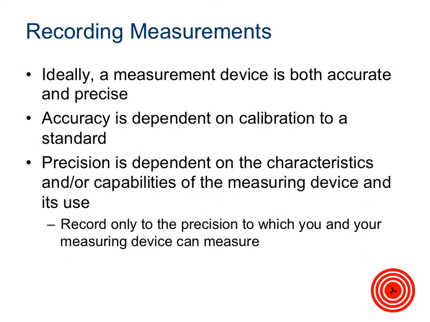Okay, so ideally you want a measurement that is both accurate and precise. Okay, accuracy is dependent on the calibration to a standard, and precision is dependent on the characteristics or capabilities of the measuring device and its use. So basically that means that if you're using something to measure like a scale, it has to be calibrated correctly, which means that it has to be set to where the measurements are all going to be the same. And the precision is how you actually read that measuring device.